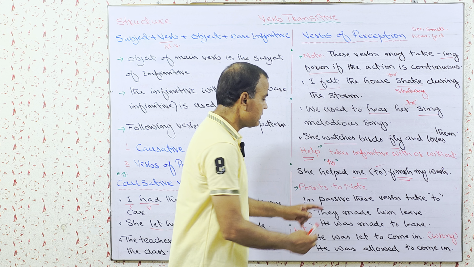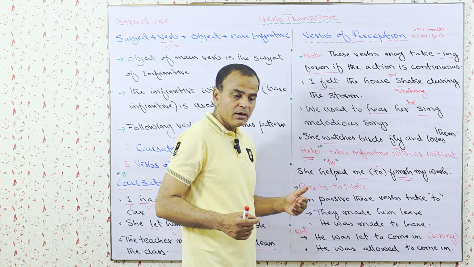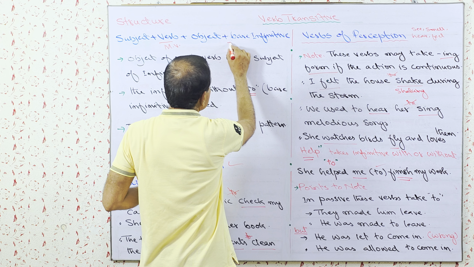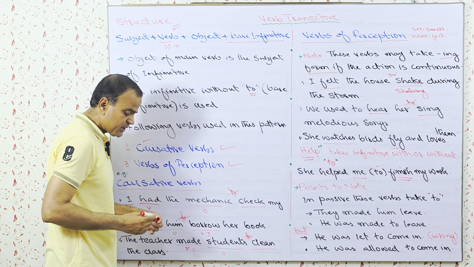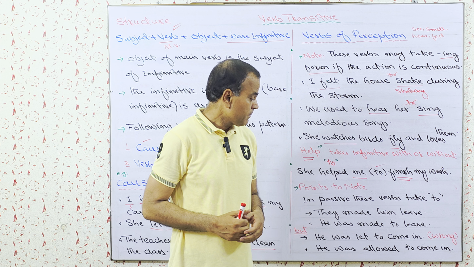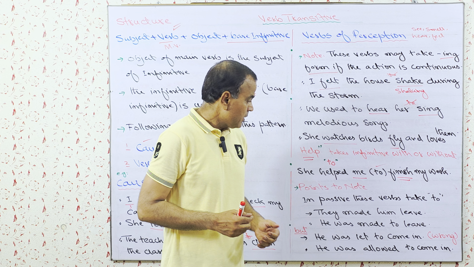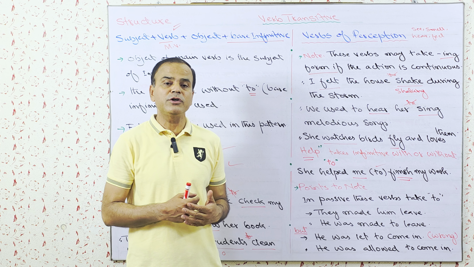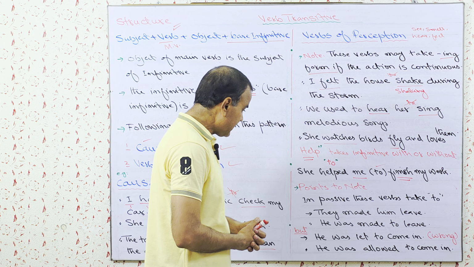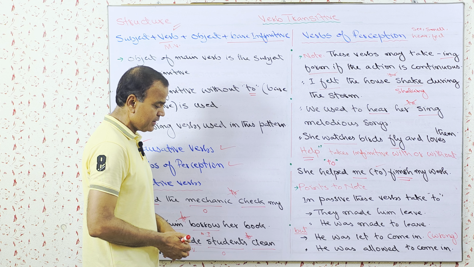There's also another important point that we must note. And what is that? In passive, these verbs take to. The basic concept is that these verbs, and what are these verbs? Causative verbs and verbs of perception take bare infinitive. But when we change the sentence into passive, then we will have to use the full infinitive. This is again another place where most new learners make mistakes. Let's have a look at the examples and learn this.